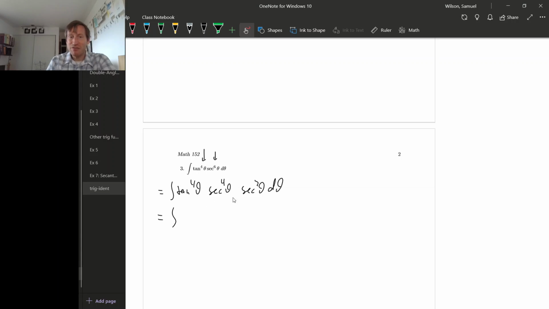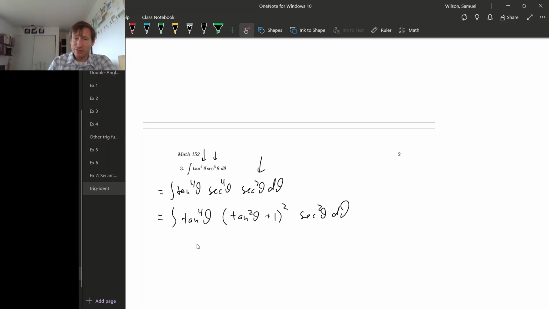We need to turn everything except these 2 factors of secant into tangents. So let's see, tangent to the 4th theta. Using that Pythagorean identity, right? Secant to the 4th is secant squared squared. Secant squared is tangent squared plus 1, so that's squared, times secant squared theta d theta.